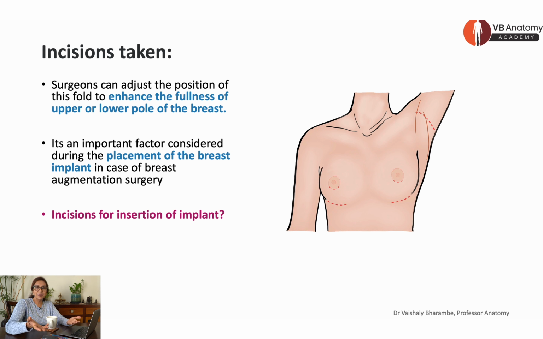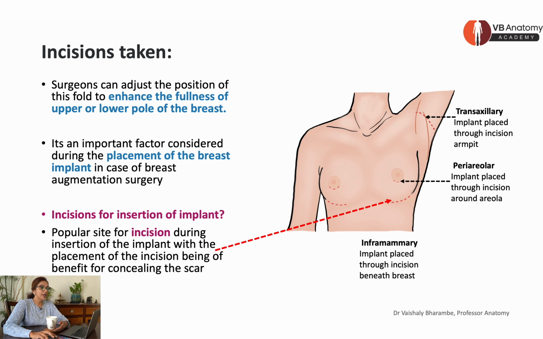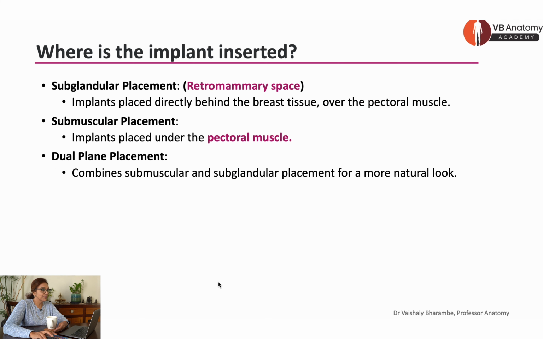How do you insert an implant? You can take an incision at the inframammary fold. For obvious reasons, it lies below the breast. Therefore, if you were to take an incision, the scar would not be that visible. There's also a periareolar implant incision or a transaxillary implant incision also. Most commonly used is the infraaxillary incision.